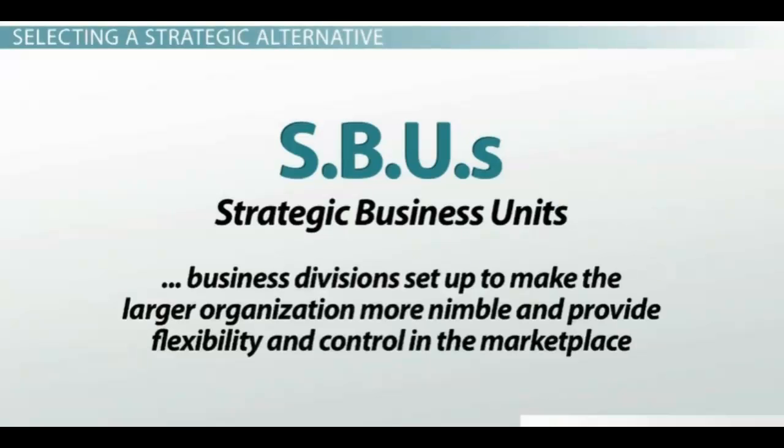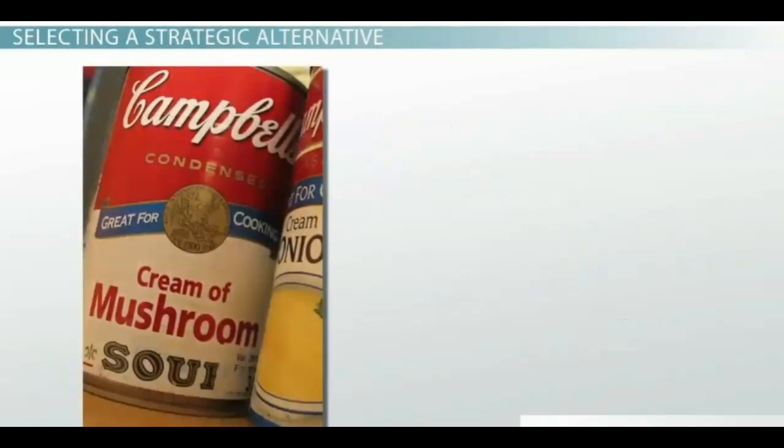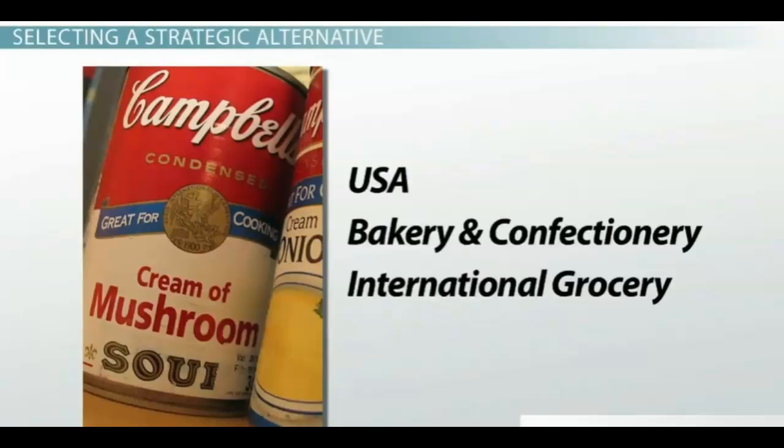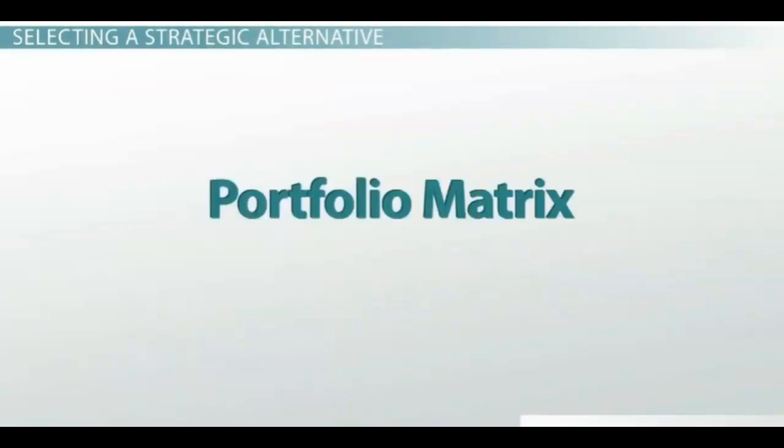SBUs are business divisions set up to make the larger organizations more nimble and provide flexibility and control in the marketplace. Campbell Soup has had their large company divided into smaller SBUs such as USA, Bakery and Confectionery, and International Grocery. Companies always have certain SBUs that are more successful than others and might need a different strategic plan.